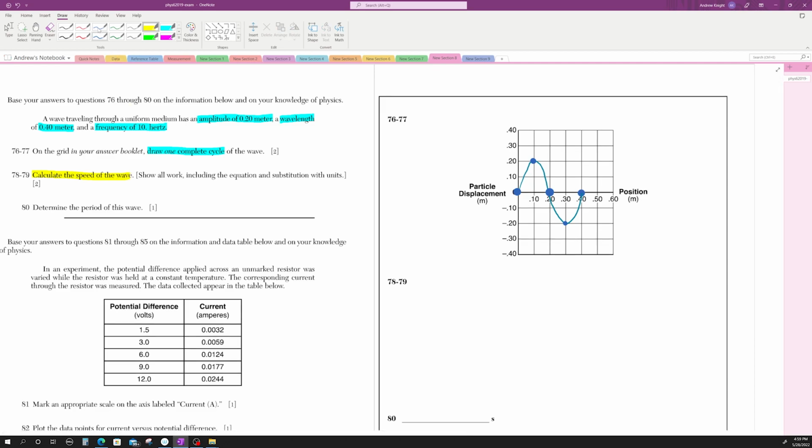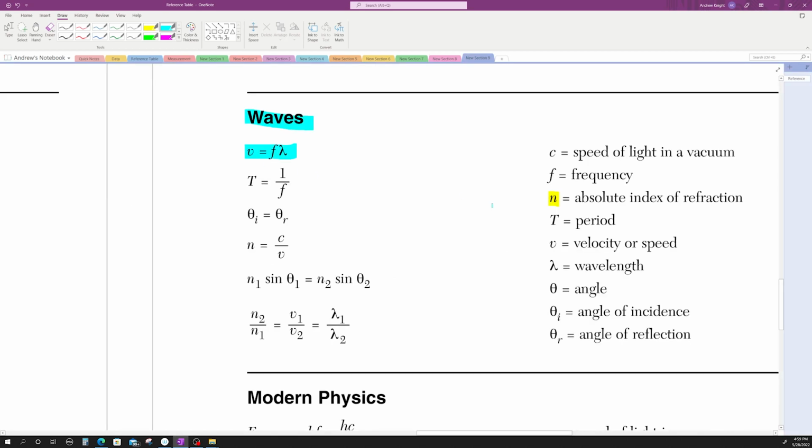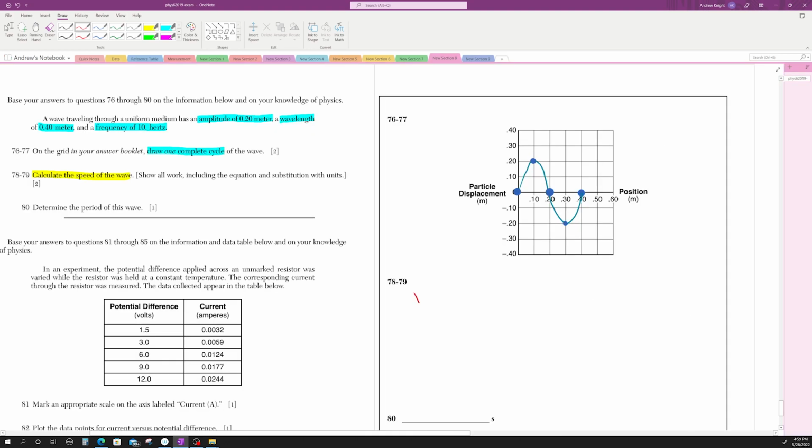Calculate the speed of the wave. In order to calculate the speed of a wave, I go to my reference table and look at that formula. I'm under the section for waves, and the speed of a wave, represented by v, is frequency times wavelength. My wavelength is 0.4 meters, my frequency is 10 hertz, and I have to calculate my speed. So v is frequency times wavelength: 10 hertz times 0.4 meters. Don't forget to write your units. That gives you a velocity of 4 meters per second.